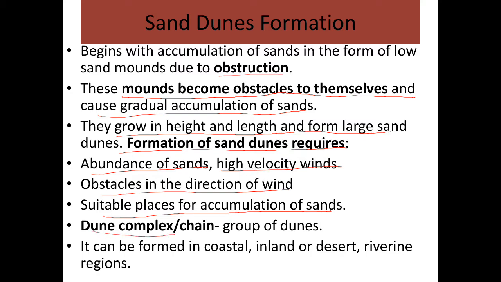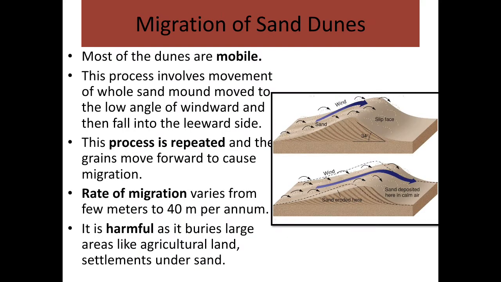Dune complex or chain. Suppose a group of dunes is there in a particular region, then it's called a dune complex or chain. It can be formed in coastal regions, inland or desert regions, or riverine regions, wherever sand is available and wind action is there. Wind can transport the sand particles and deposit them and form sand dunes, but the size will vary depending upon the availability of sand.